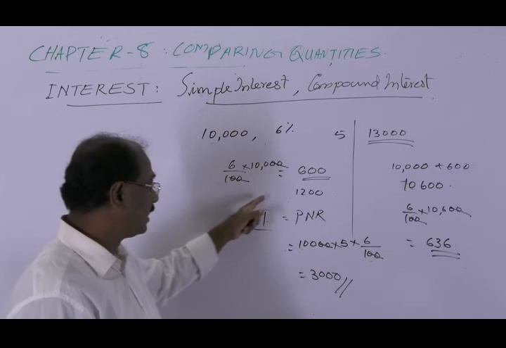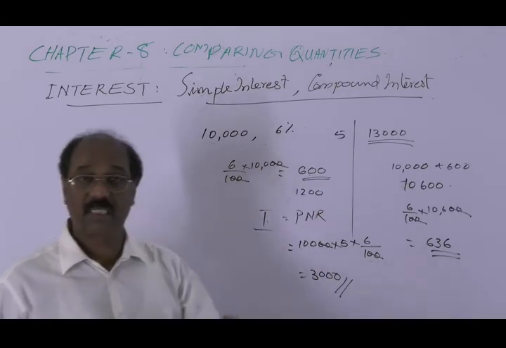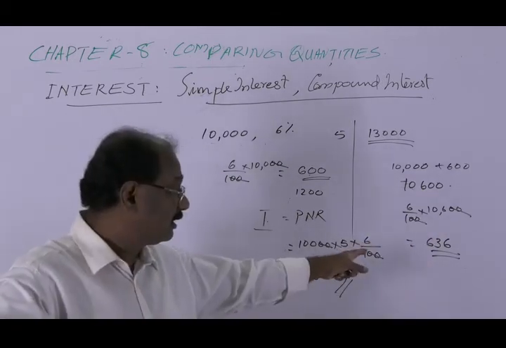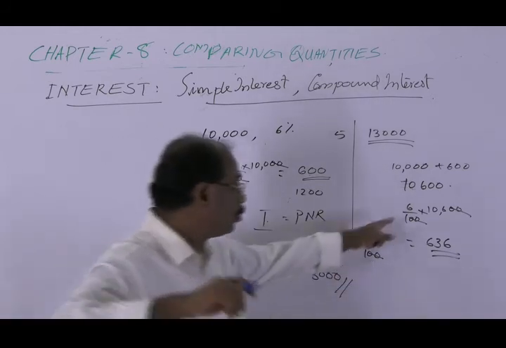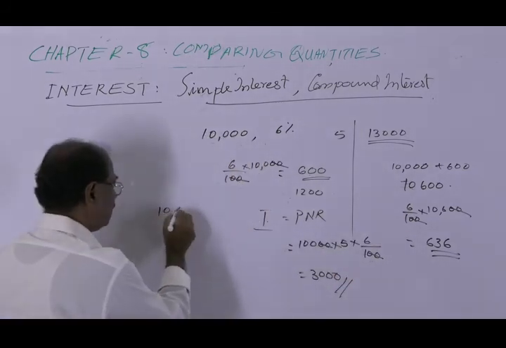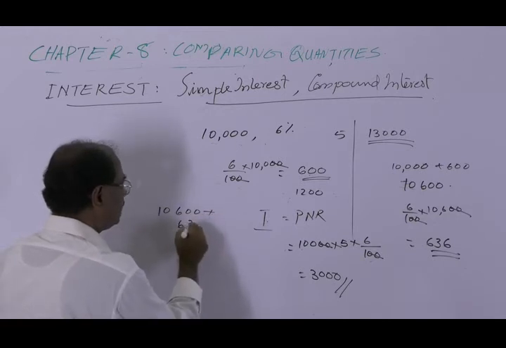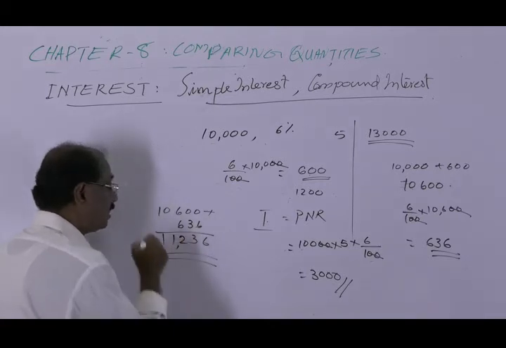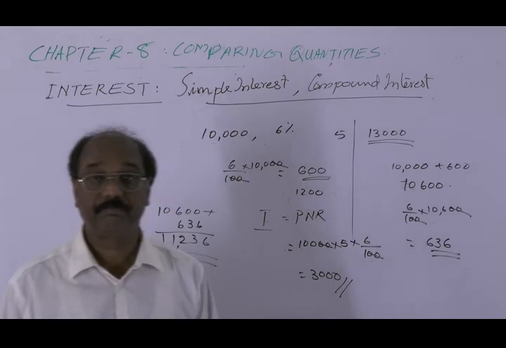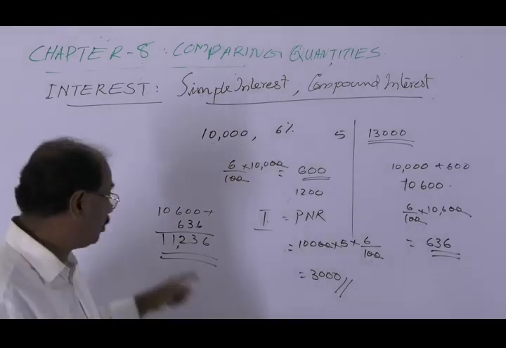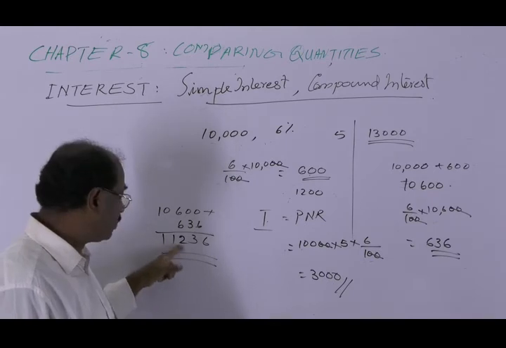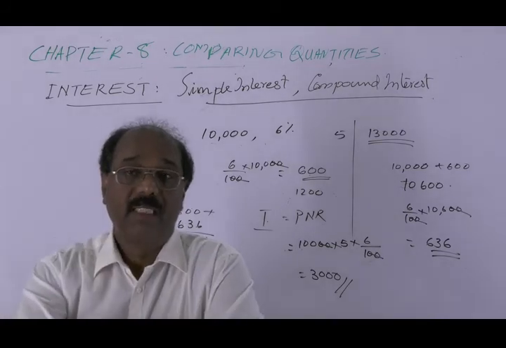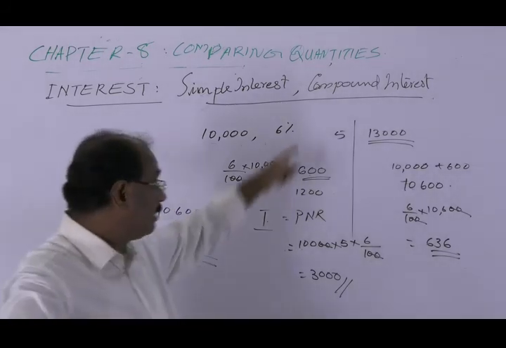In the simple interest case, the second year also we will get only the 600 interest. But in this case, we get interest in the second year of 636. So after 2 years, the total amount will be 10,600 plus 636, which is equal to 11,236. And in the third year, the principal amount will be this. Interest will be calculated for this. So this is the way in which the interest is calculated under the scheme compound interest.